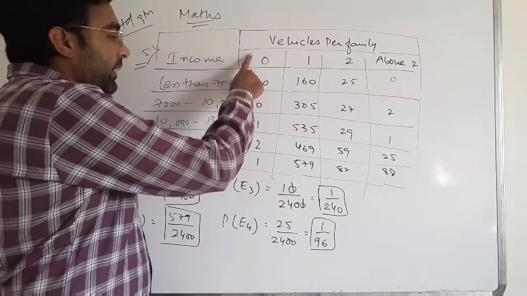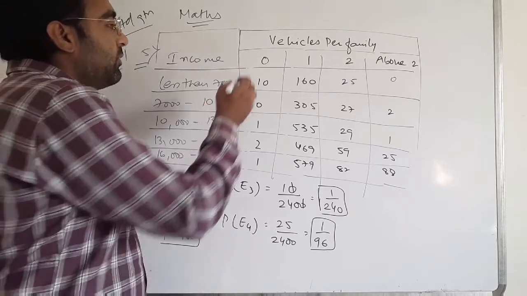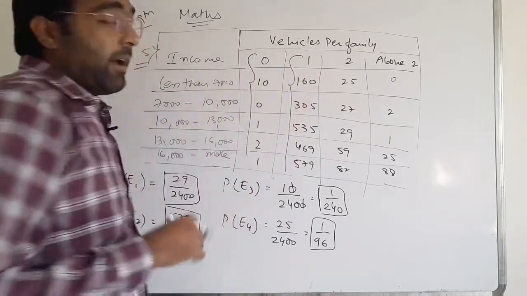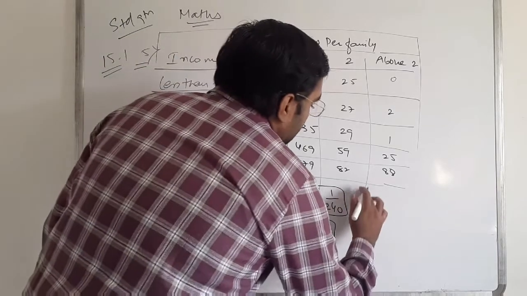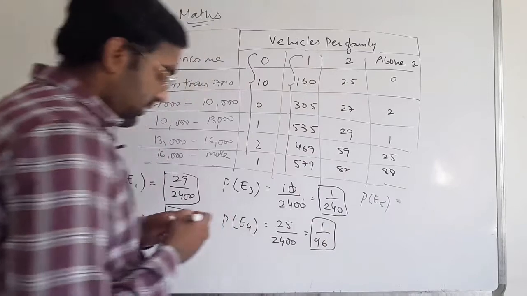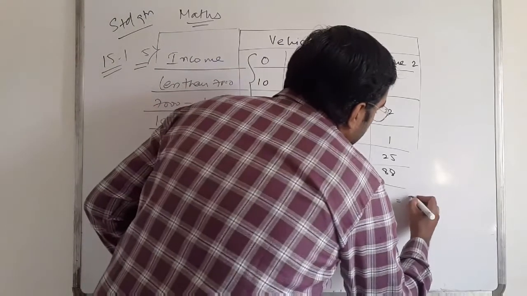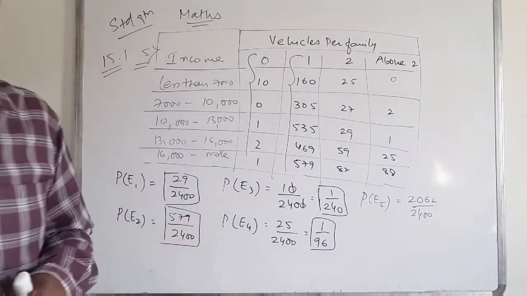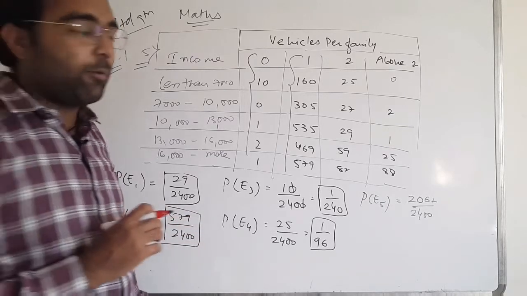You have to add all the values of the zero vehicle and one vehicle columns. After adding all these numbers, you get the answer for P of E5: the total is 2062, that is 2062 by 2400, the total number of families. So the answer will be 1031 by 1200.